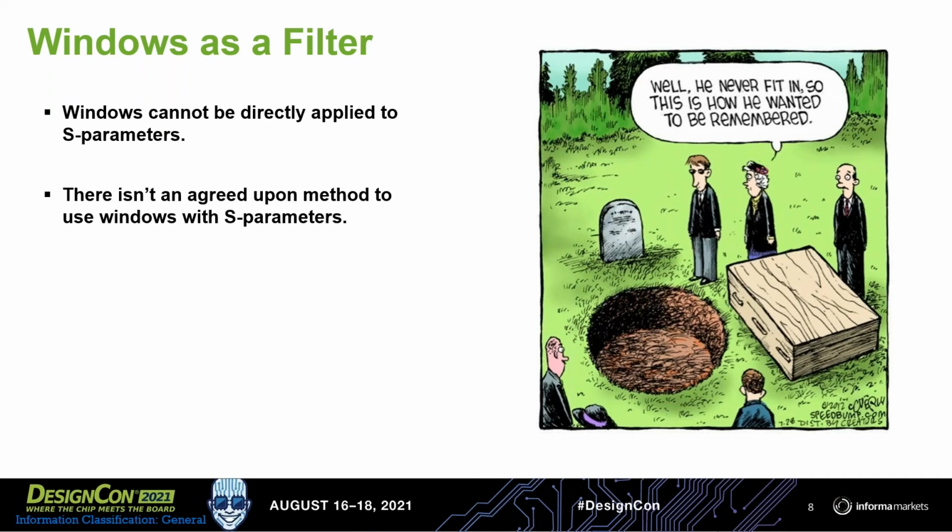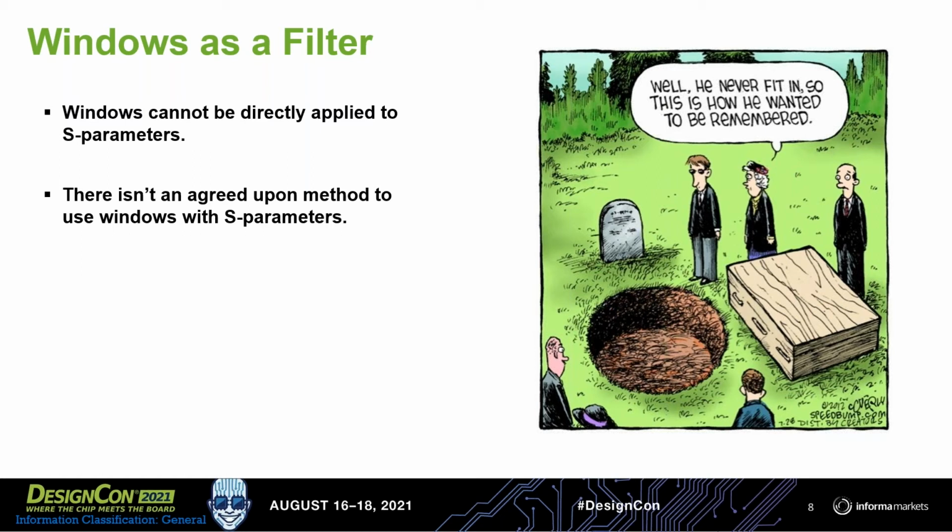Well, windows, again, are something that's supposed to be applied in the time domain. They can't be directly applied to an S parameter, at least per a textbook, right? The textbooks will always just say to apply this thing in the time domain. And so when we see something that says we're going to window something that's an S parameter, it's really like a square peg in a round hole. Right? And so we're going to have to figure out how we're going to do this.